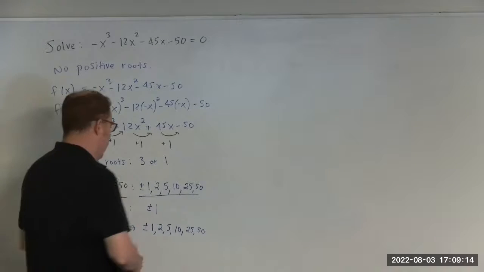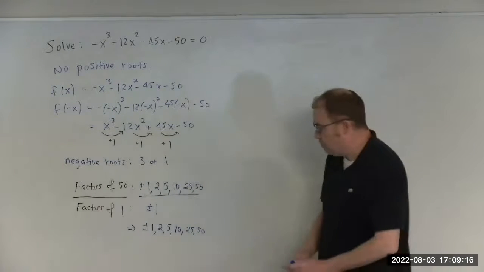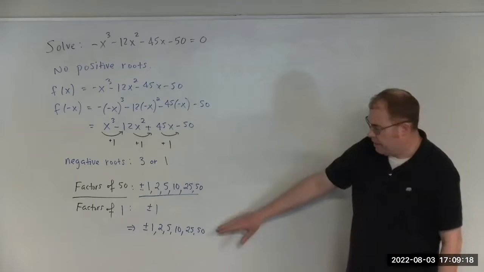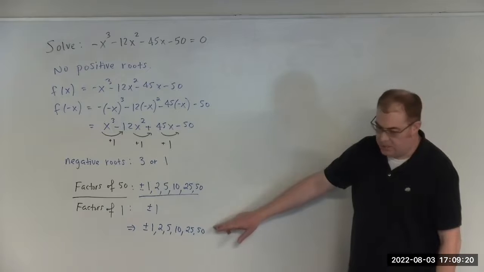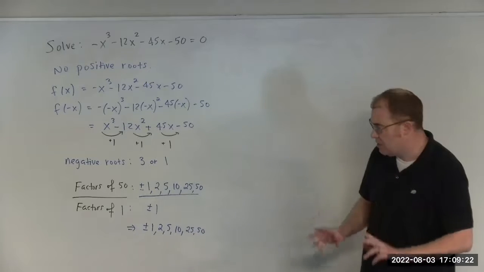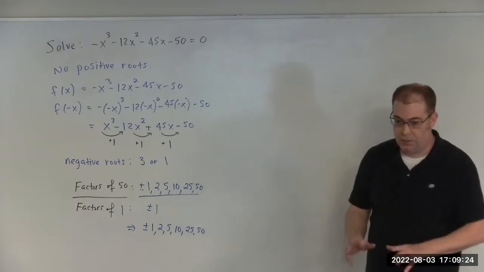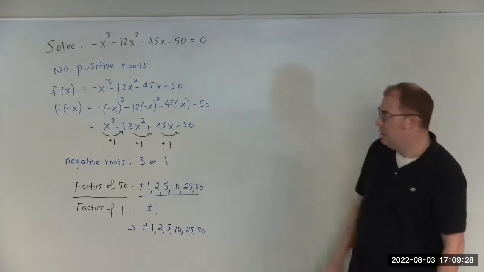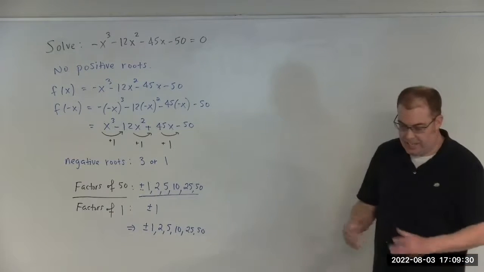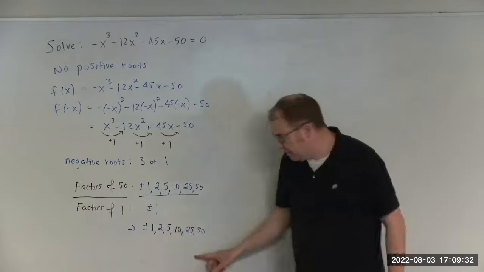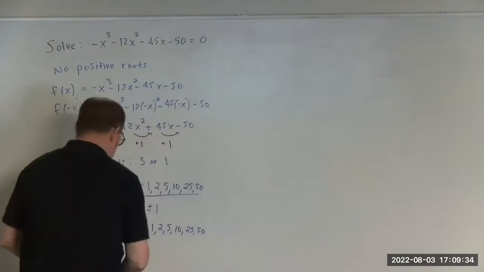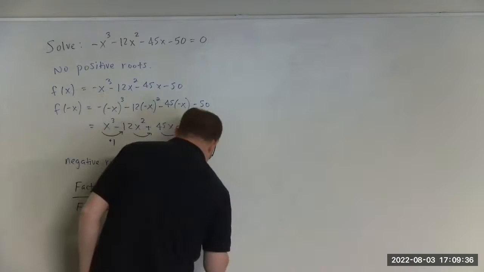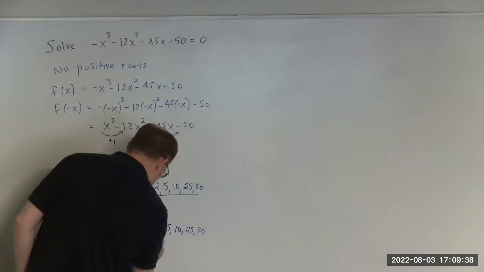So this is not saying that these are going to be the roots. These are possible rational zeros. This may not even have any rational zeros. If it did have a rational zero, then it would be in this list. I do want to emphasize that. This is a possible list of possible rational zeros.